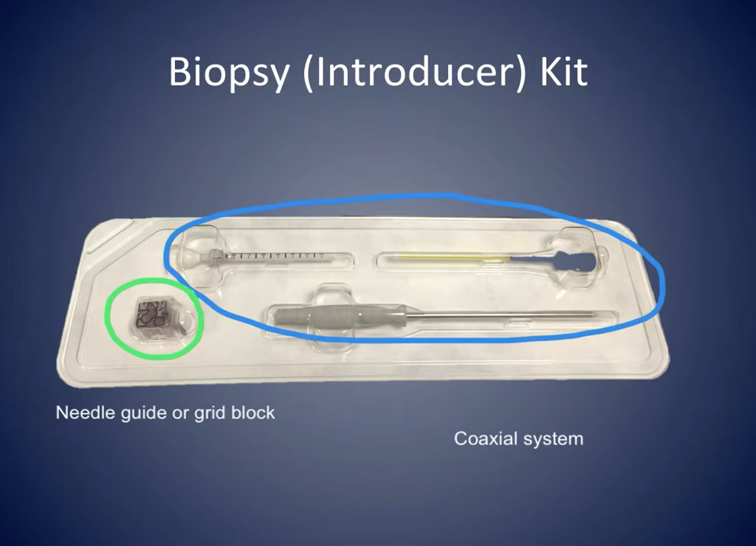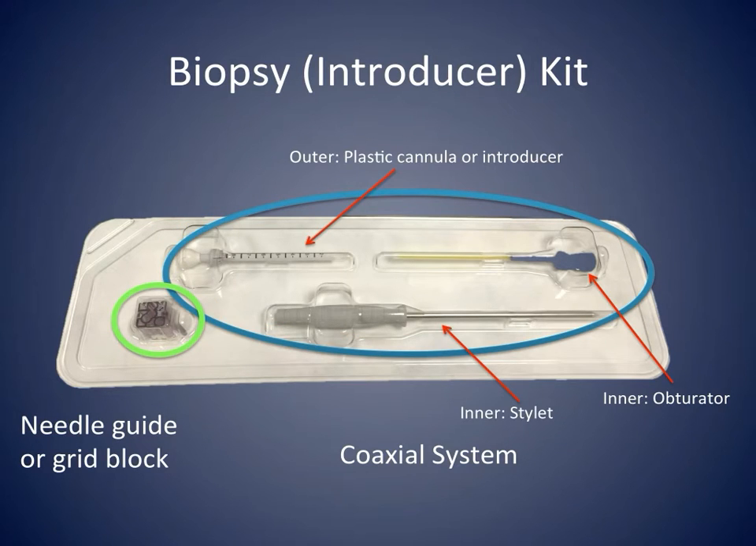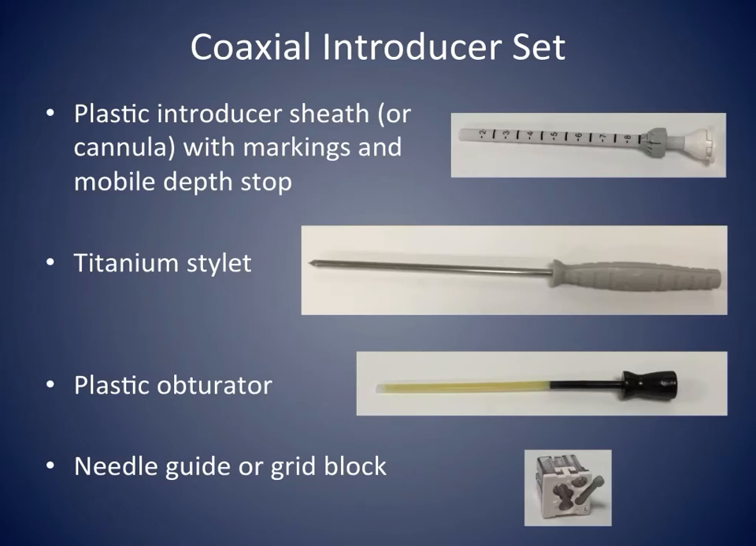The coaxial system allows access to the breast, and the needle guide or grid block holds the coaxial system in place. The coaxial system has an outer component called plastic cannula or introducer and two inner components that are inserted at different times and are the stylet and the obturator. The outer component, the plastic cannula or introducer, stays in place throughout the entire procedure and allows placing the biopsy device and the clip at the targeted lesion.